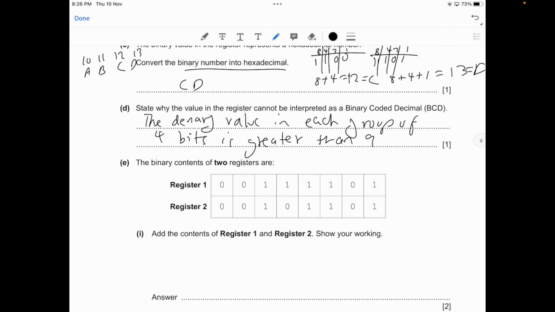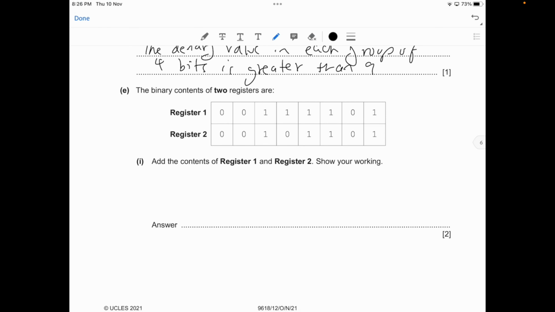Now the binary contents of two registers are shown. You have to add the contents of register 1 and register 2, and you have to show your workings. So I'm just going to show the workings: 0 0 1 1 1 1 0 1 0 0 1 0 1 1 0 1.